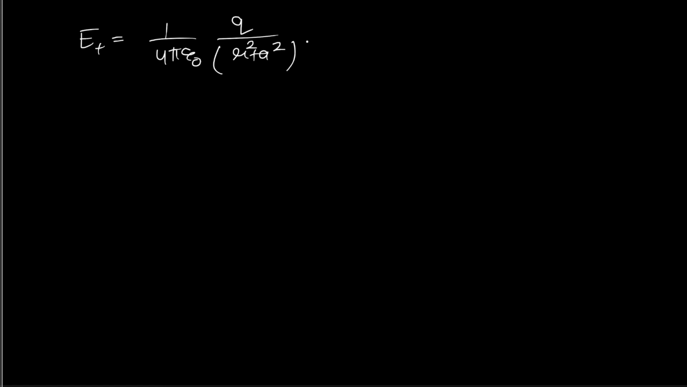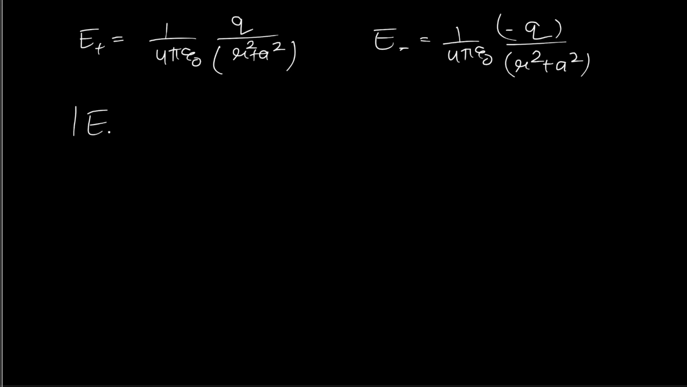Basically the square will cancel out with the under root, and then it comes out to be this value only. Then the E negative is 1 by 4 pi epsilon naught, minus q by r square plus a square. Because both have equal magnitude, E positive is equal in magnitude to E negative, and basically both have the magnitude q by r square plus a square.